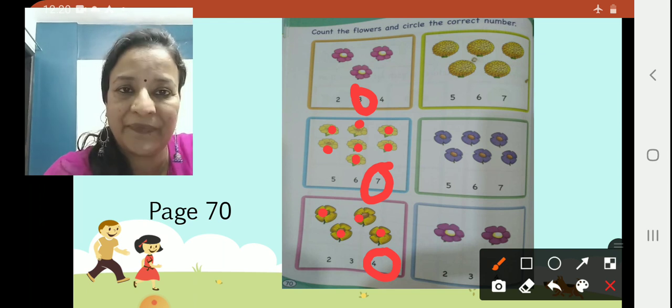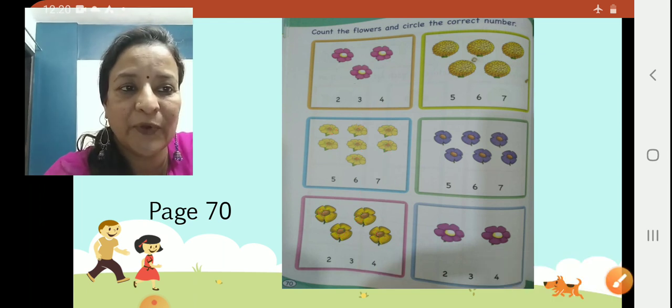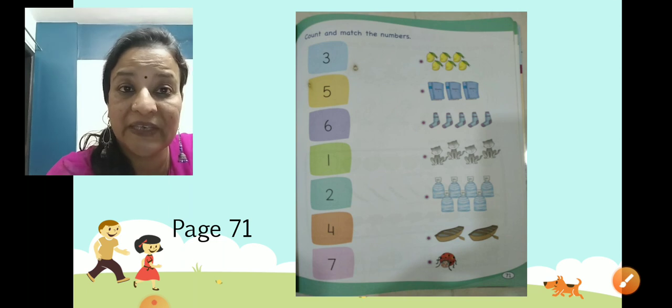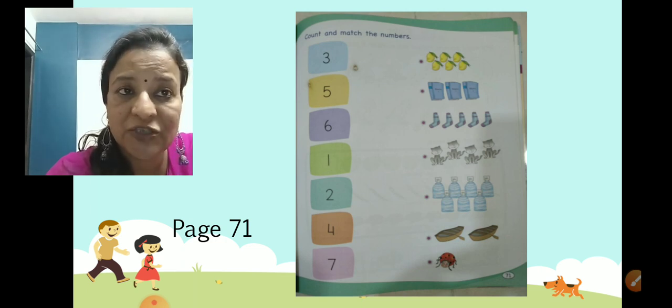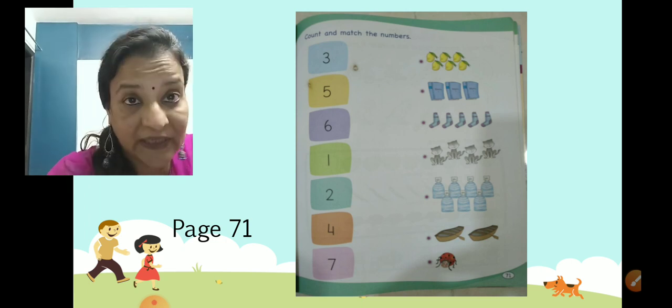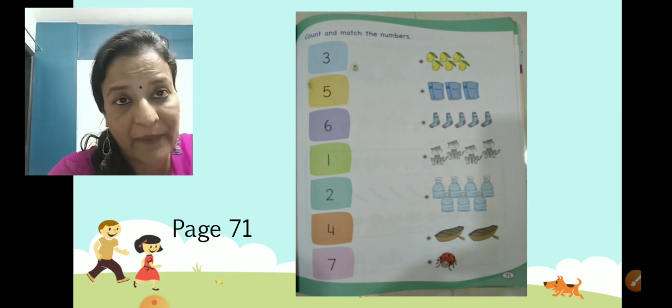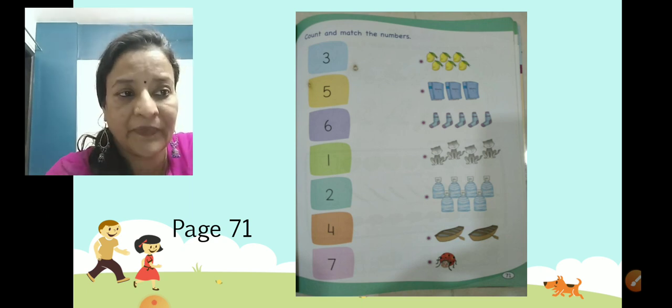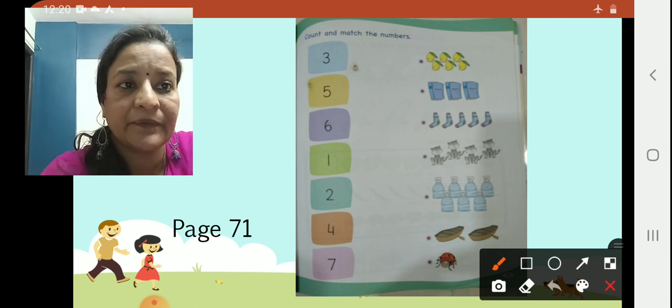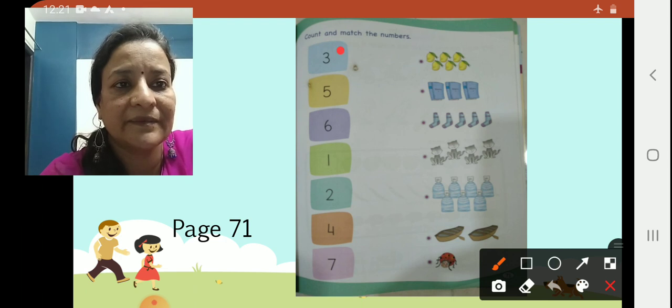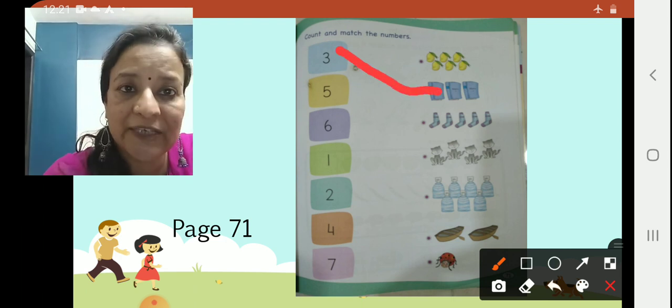Yes? Very good. So moving on to the next page, 71. Count and match the numbers. Now numbers are given and objects are given. We have to count the objects and match them to the number. So now let us see, 3. Now where is 3? We are going to find out where is 3. Oh, I can see it here. So we are going to match here.